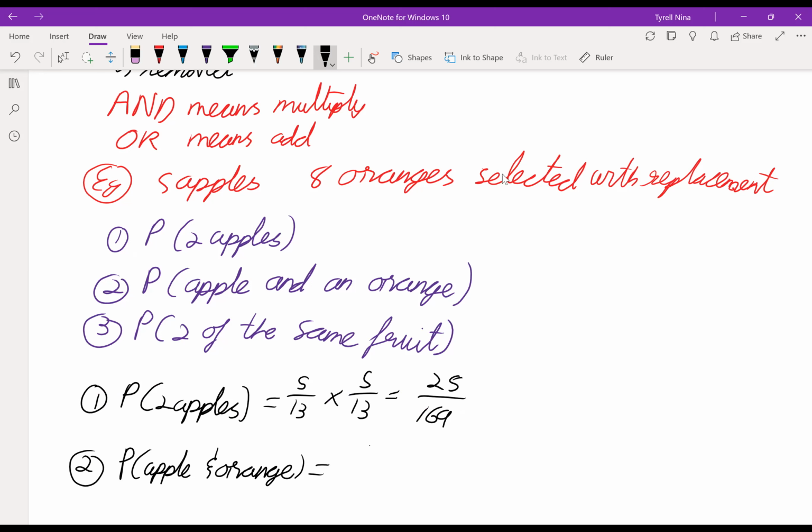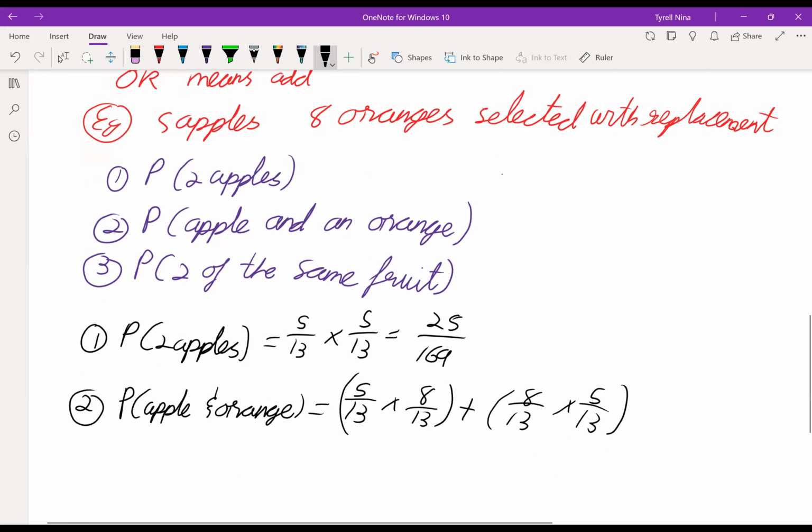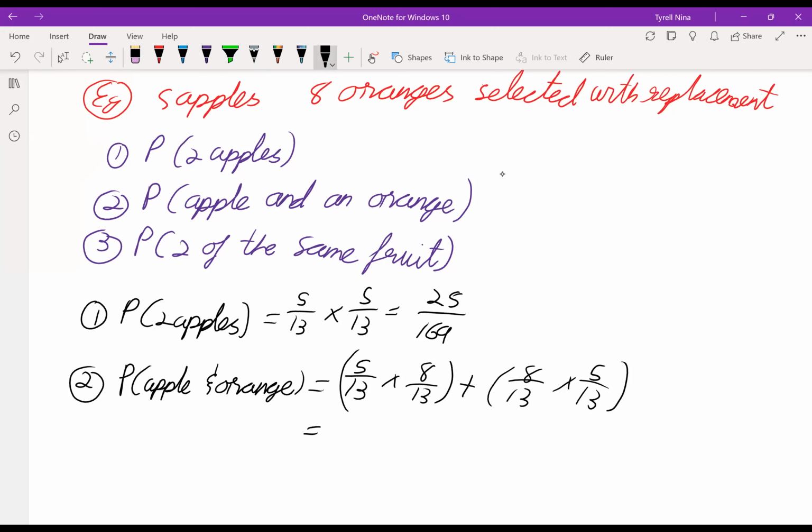I need an apple and an orange, or I could have an orange and an apple. So you see what I mean by or means add and and means multiply. That's the thought process that needs to be going on in your head. 40 over 169 plus 40 over 169 is 80 over 169. Third, 2 of the same fruit.